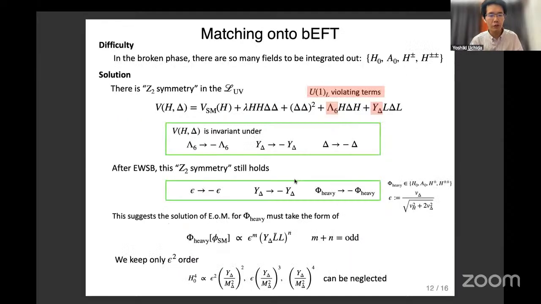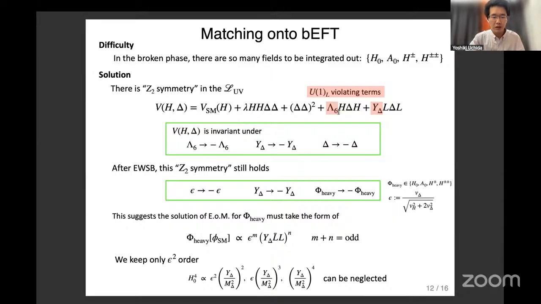So first, we perform the matching onto the broken phase effective field theory. One difficulty is that in the broken phase, there are so many fields to be integrated out. If we consider the SMEFT, then we can just integrate out the SU(2) triplet delta. But in the broken phase, there are so many mass eigenstate scalar fields, so we must integrate these fields one by one. But we can solve these difficulties by considering the Z2 symmetry in the original UV Lagrangian.